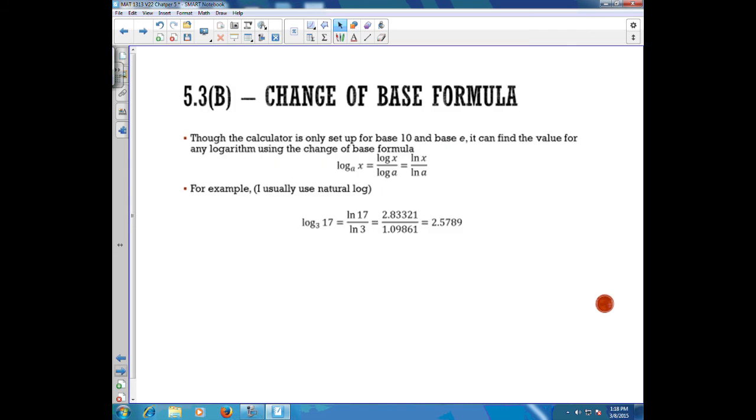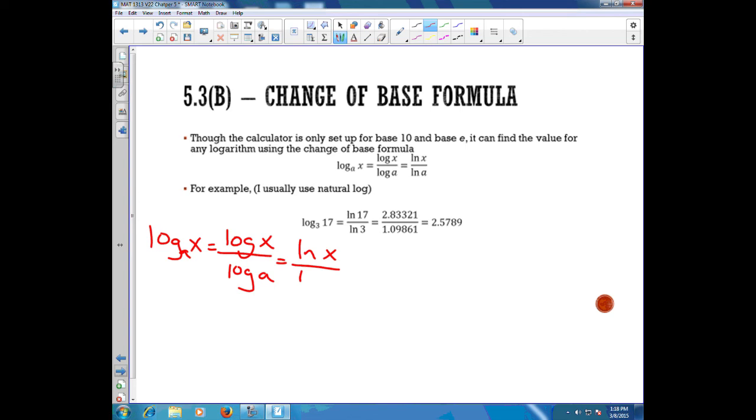So, though the calculator is set up only for base 10 and base e, right, all you have are the log buttons and the natural log buttons. It can find the value for any logarithm using the change of base formula. And so what you see here is you have log base a of x is equal to log of x divided by log of a, or the natural log of x divided by the natural log of a. Both of those ratios will work, right, but don't mix and match. Either use the log button or use the natural log button. You will see that I use natural log whenever I'm solving these problems.